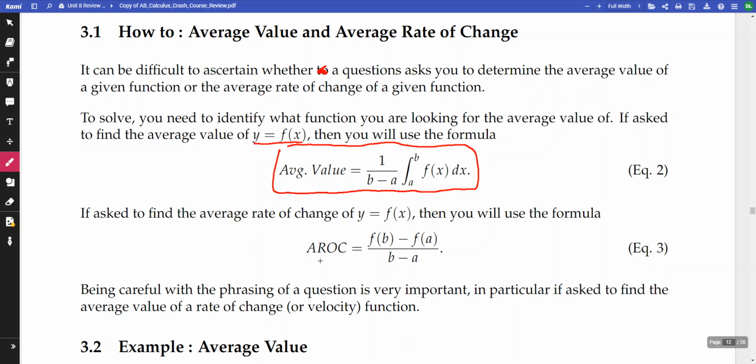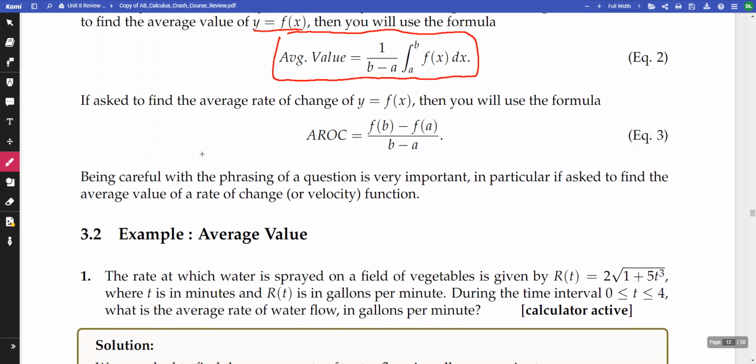But please be careful with the wording and with the phrasing. It's very important. In particular, if you're asked to find the average value of a rate of change. So if you're asked to find the average rate of change, but the function you're given is a rate of change function, then you're going to be using the average value of that rate of change function. I know, confusing. So hopefully these examples will help clarify a little bit.